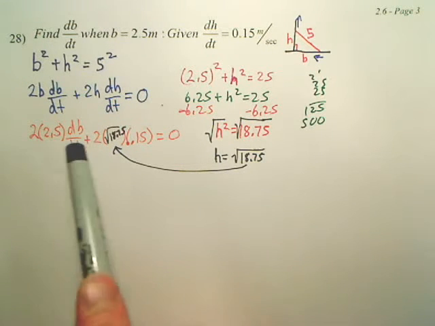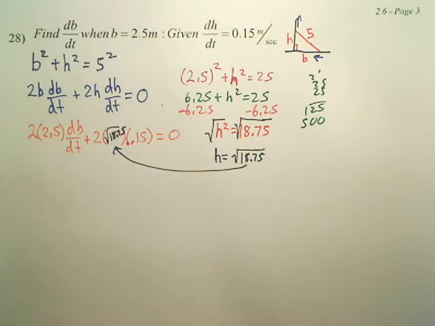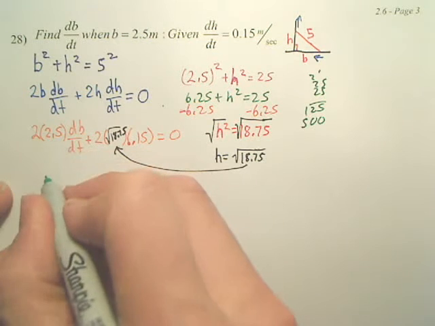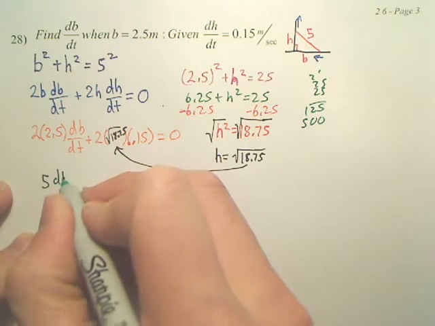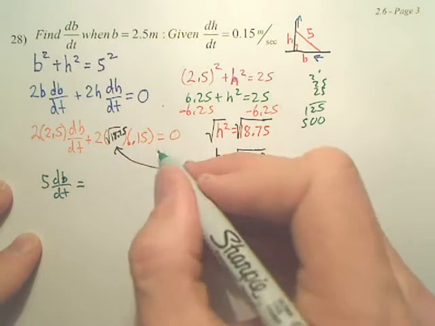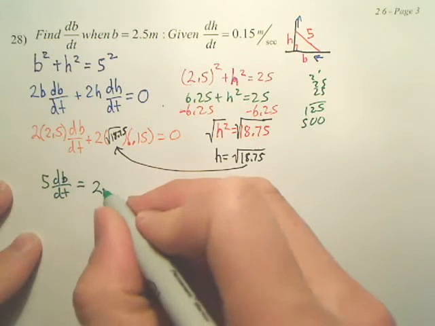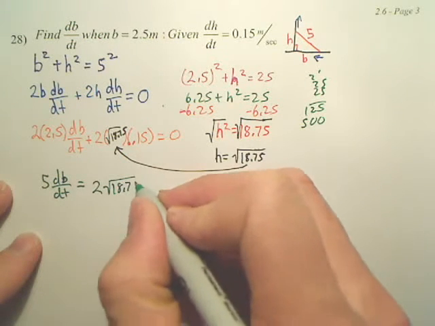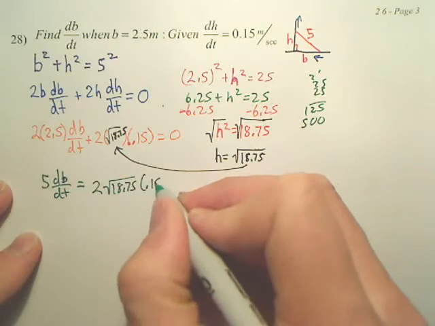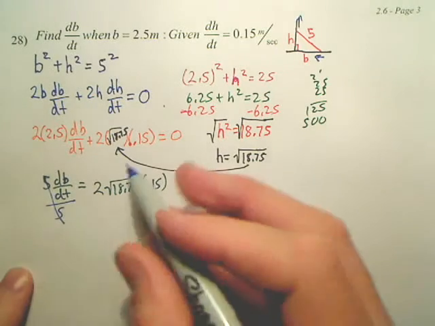Okay, now this would not be a very fun one to do by hand. But you basically are going to end up with 5 dB/dt equals, when you minus this over, oh boy, just put the whole thing. 2 square root 18.75 times 0.15. I'm not going to deal with it all. Use your calculator to calculate it. Divide by 5.